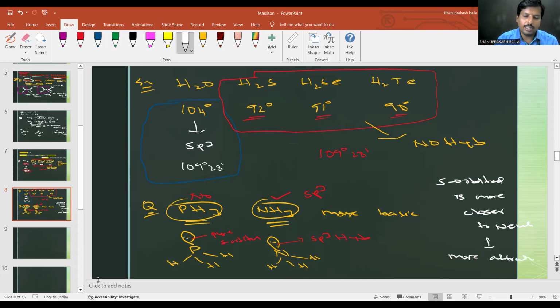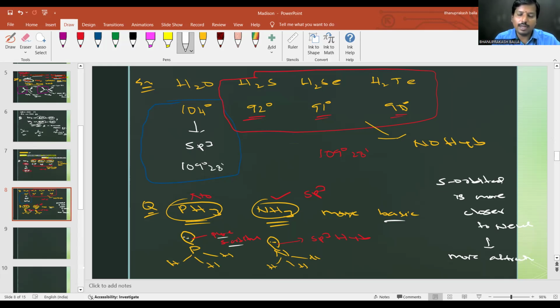According to the Lewis concept, what does basic character mean? It is the ease of donating the lone pair of electrons. Here in the phosphorus atom, the lone pair is present in the pure s orbital, and moreover the s orbital is closer to the nucleus, so there is more attraction. It is not easy to donate the pair of electrons.